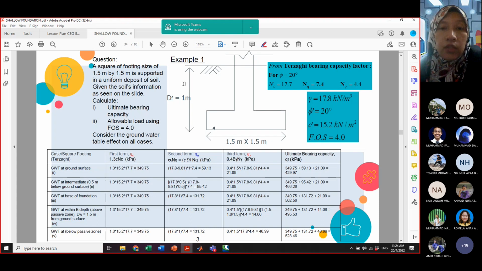So founding depth ni bukan lagi sepenuhnya dalam keadaan wet. Separuh basah, separuh kering. That's why overburden pressure kat sini dia ada dua. Satu daripada dry condition, satu lagi daripada wet conditions. Times dengan 7.4 is the NQ. So you akan dapat 95.42.